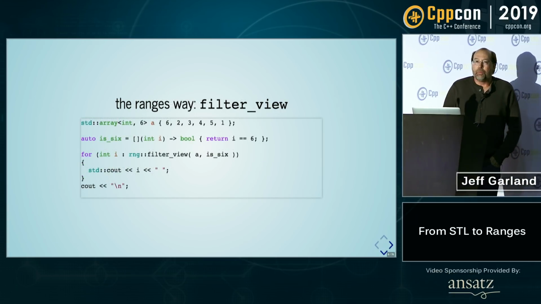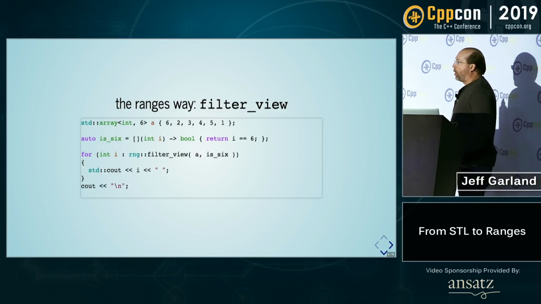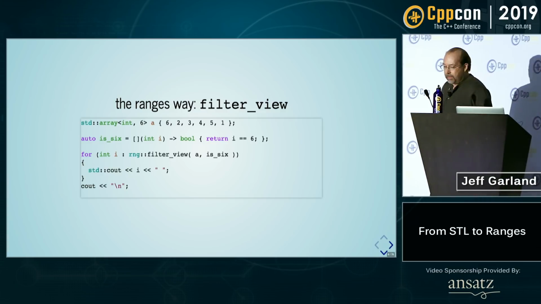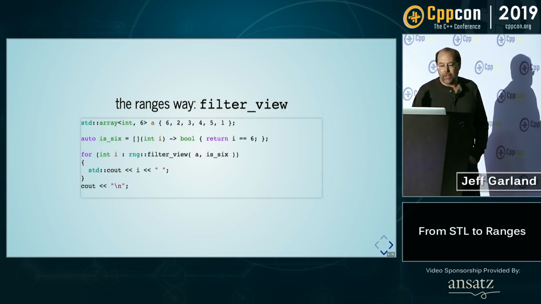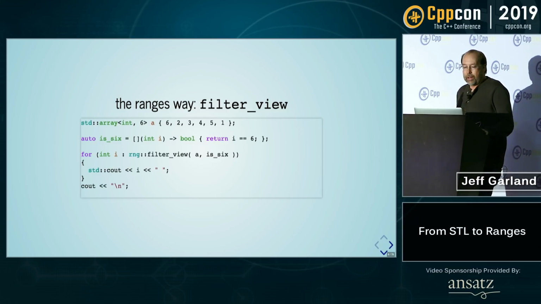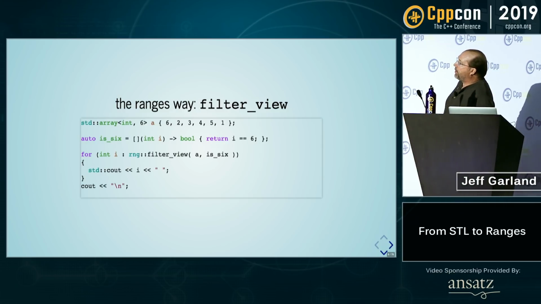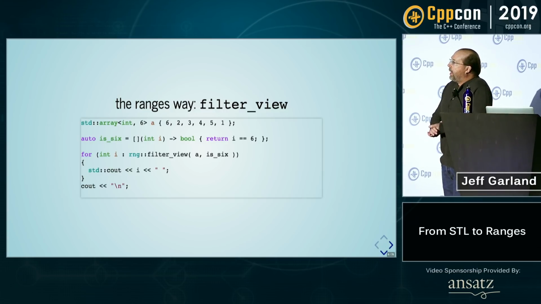But there's something that's really much more radical about the range library, and that part of the radical change is views. We're going to go through and define what these things are in some depth as we go through the presentation. But if you look at this particular code, you'll notice I have my same array, I have my same predicate, and now I have a for loop.